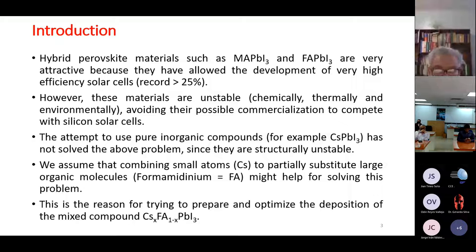And then we assume that combining small atoms, such as cesium, to partially substitute large organic molecules might help in solving this problem. So we are trying to prepare and optimize the conditions to obtain cesium formamidinium lead triiodide.